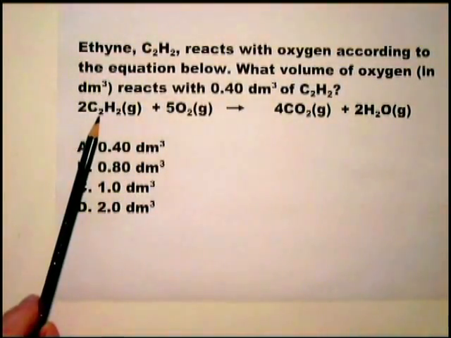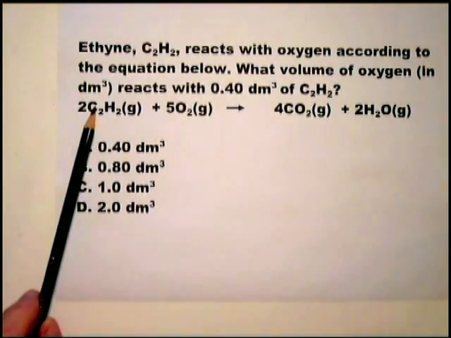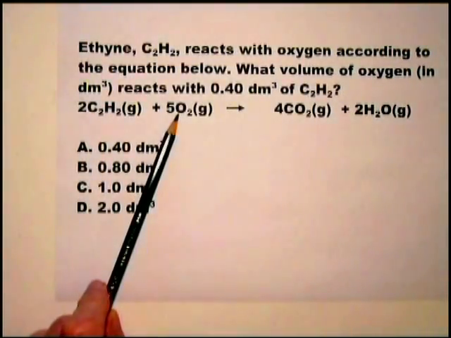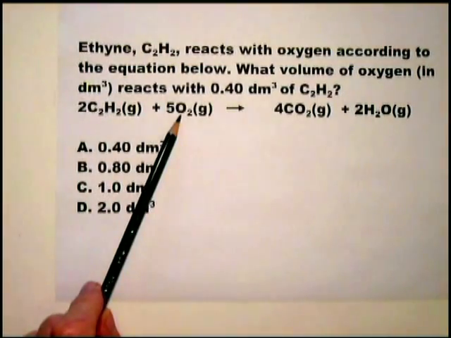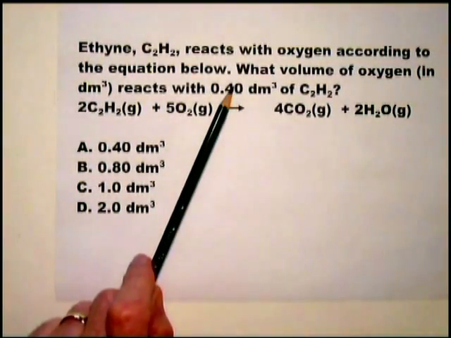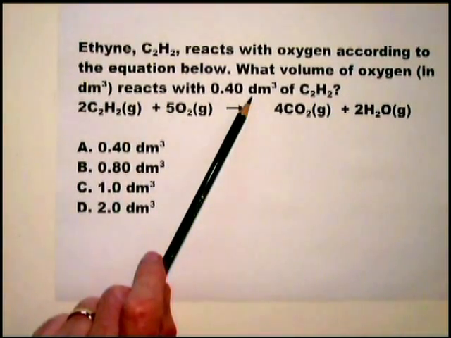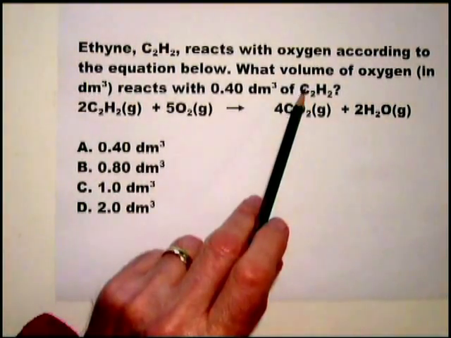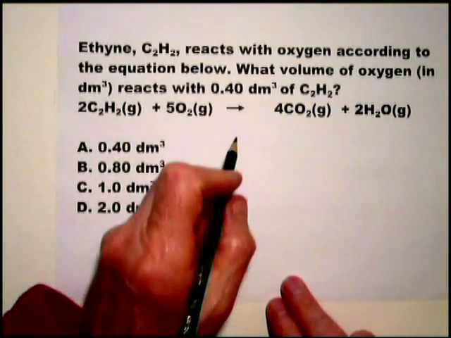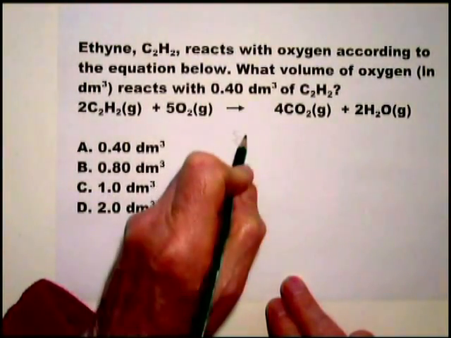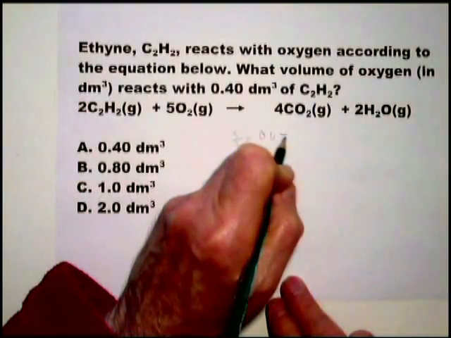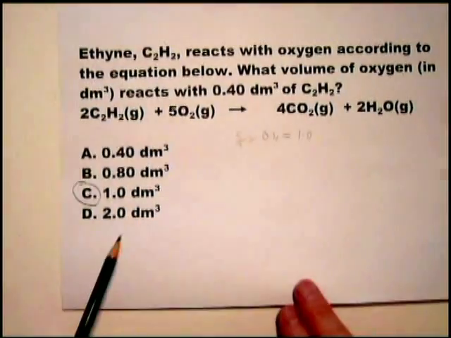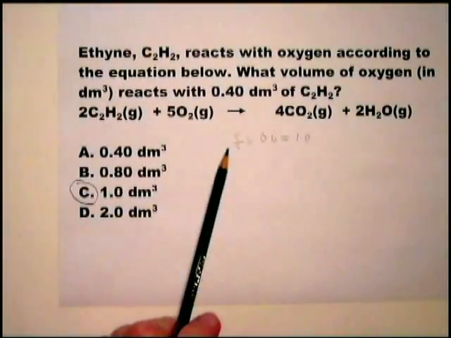And the direct relationship is simply, if there are 2 moles of C2H2 and 5 moles of O2, then if you're starting with 0.4 of a decimeter cubed of C2H2, then the final volume of oxygen would be 5/2 times 0.4, which equals 1. And so the answer is 1. And that's the kind of thing that can be done in your head.